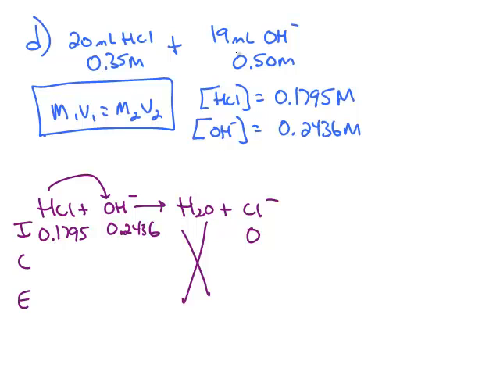Point D, we're past the equivalence point. We have our original 20 milliliters of acid. This time we added 19 milliliters of sodium hydroxide. Mixing two solutions, so you have to do M1V1 equals M2V2. Try this. Make sure you're able to get these two numbers for your concentration of the acid and the base.